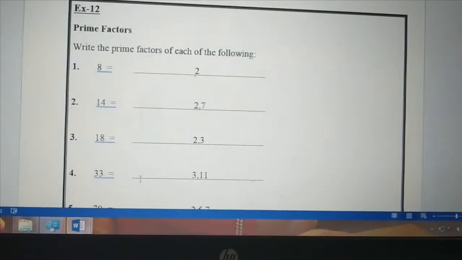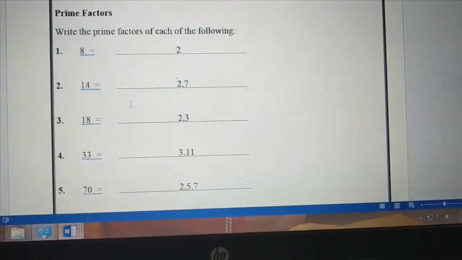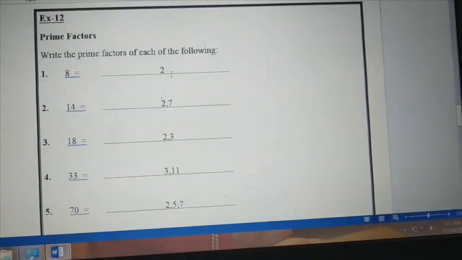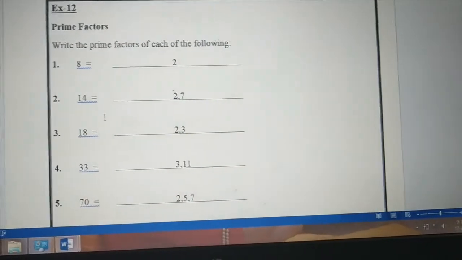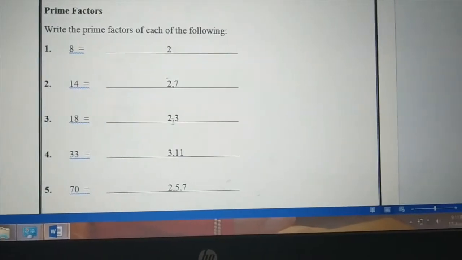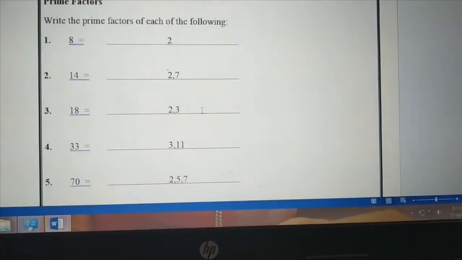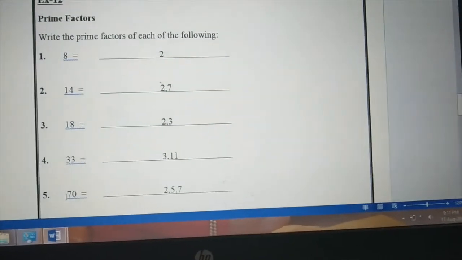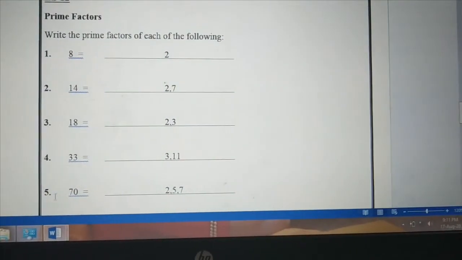Same thing for exercise 12: write the prime factors of each of the following. So for 8 the factors are 1, 2, 4, 8, and 2 is the only prime factor. For 14 the factors are 1, 2, 7 and 14, and here 2 and 7 are the prime factors. For 18, if we find all the factors of 18, we'll see that among the factors 3 and 2 are the prime factors. For 33, 3 elevens are 33, and 3 and 11 both are prime numbers, so 3 and 11 are the prime factors.